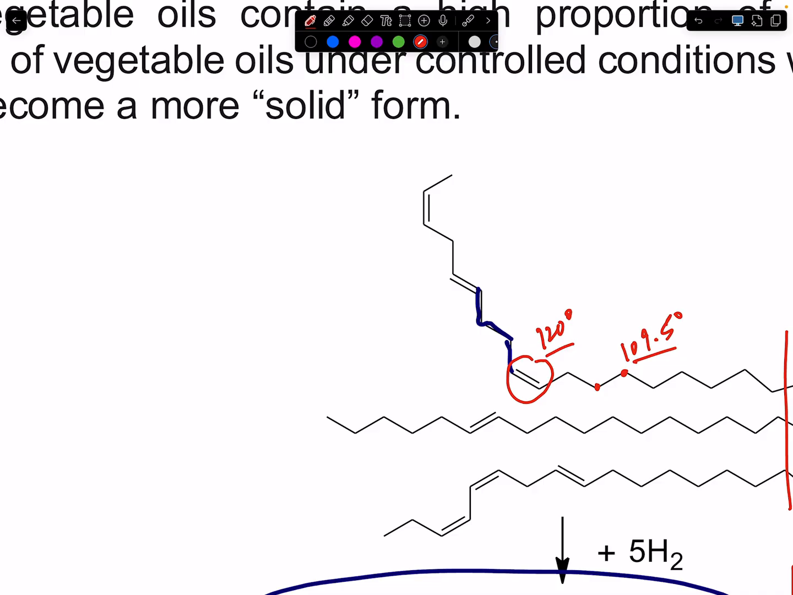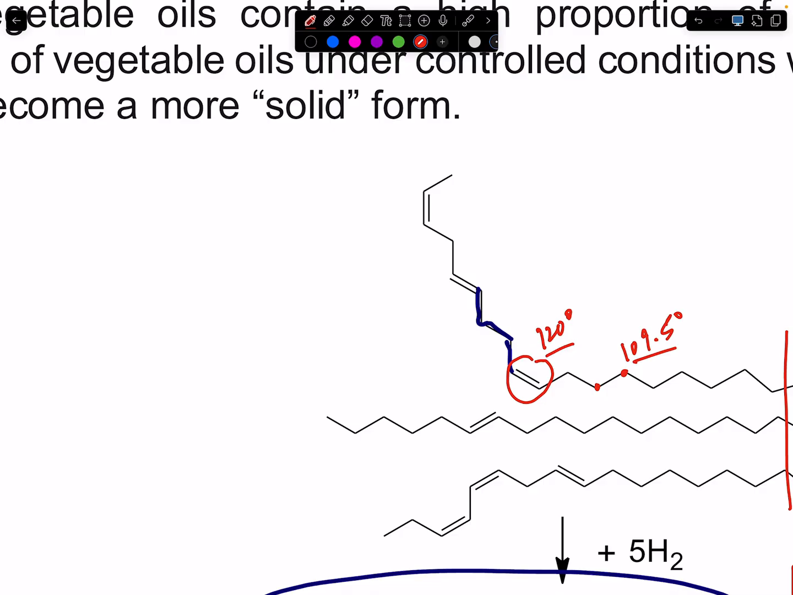Wait, if you're more branched, shouldn't your surface area be greater? No, if you're more branched, your surface area is more spherical. Oh, if it's more spherical, smaller surface area. Okay, yeah, I understand. If you're more straight chain, not branched, then your surface area is more elongated, and if it's more elongated, the London dispersion forces are stronger.